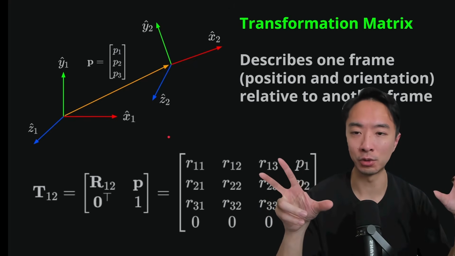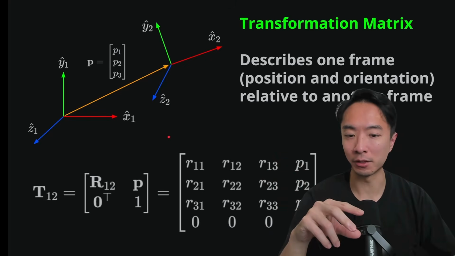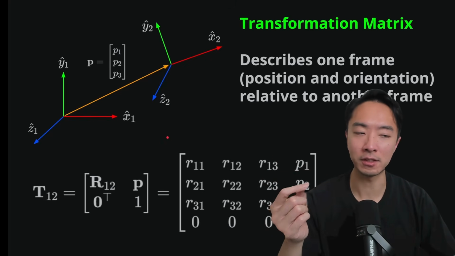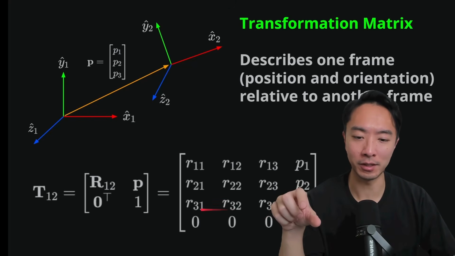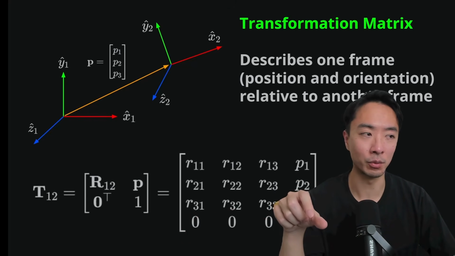When you take the two components and put them together, then you have your transformation matrix. One thing to notice is that there's going to be a padding at the bottom here with 3 zeros and then a 1.